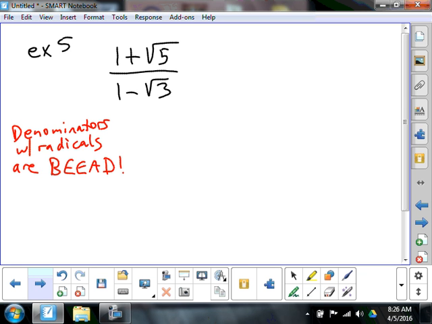So, wouldn't it be nice if we could make the denominator rational? So how can we make the denominator rational? How do we make an irrational binomial expression rational? Not with exponents. Multiply it by its conjugate pair. So we're going to multiply the denominator by its conjugate pair. What's the conjugate of 1 minus rad 3? 1 plus rad 3.